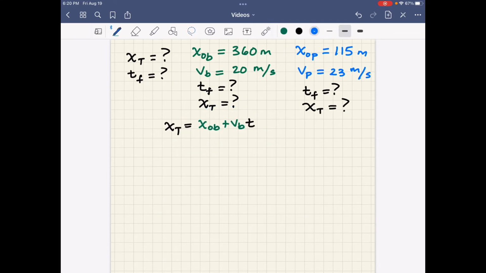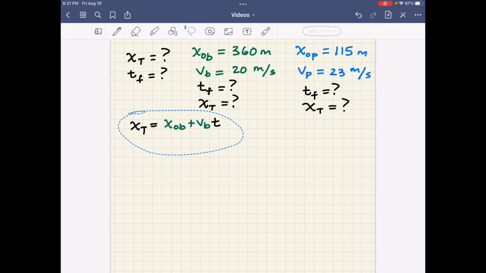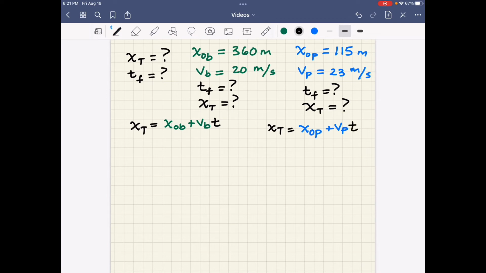Now, for the police, we have, well, let me move it a little bit more. Just a little bit more. That's the boat. Now, for the police, we have the location where he gives a ticket. Now, this is the location where he gets a ticket, and this is the location where he gives or writes a ticket. All right. Equals the initial position of the police plus the velocity of the police multiplied by time.